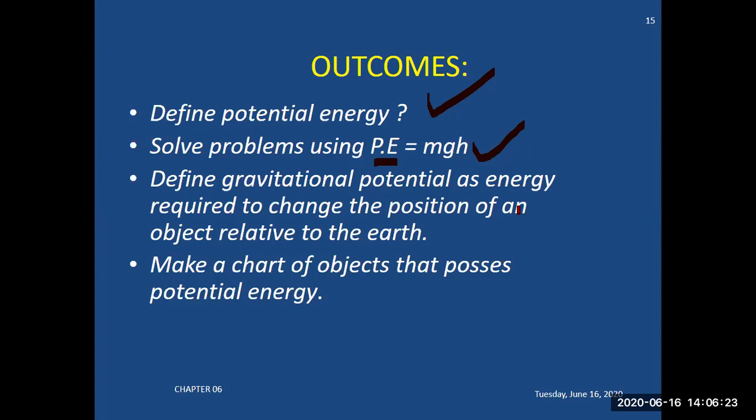Define gravitational potential energy as the energy required to change the position of an object relative to the Earth. Make a chart of objects that possess potential energy. This is the assignment and the task for you to complete.